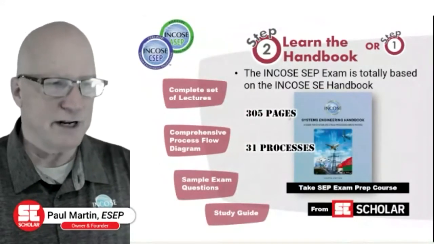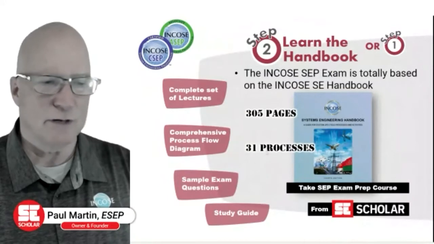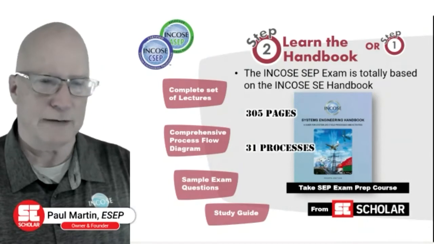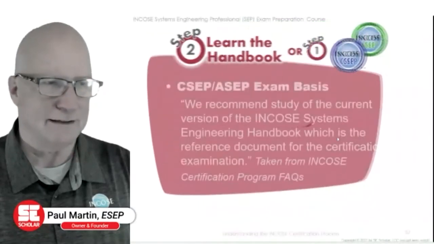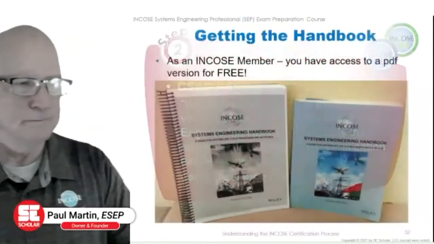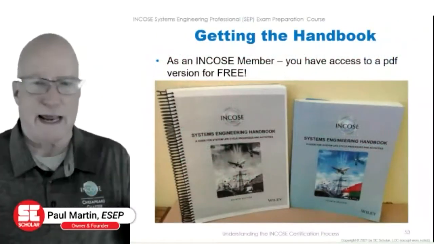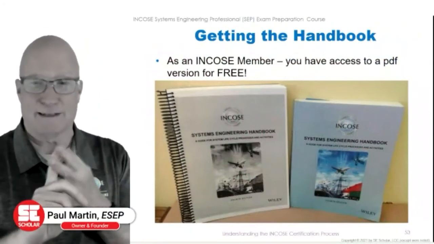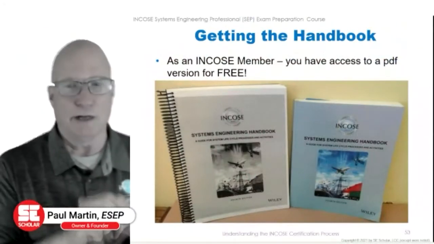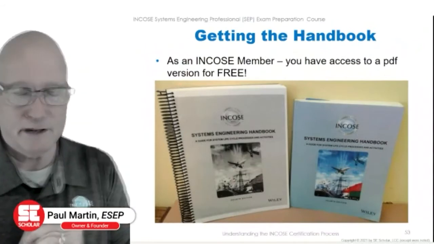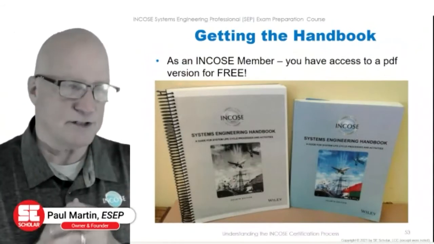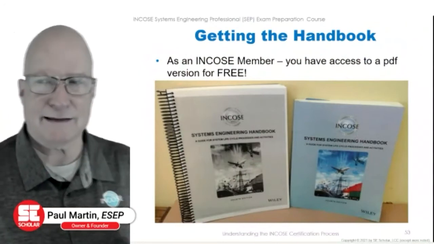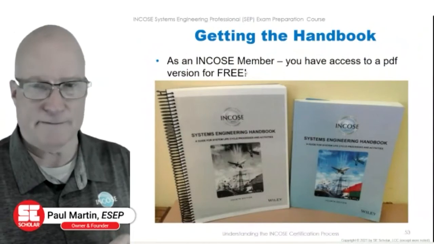Now it is 305 pages. It's 31 processes, and it's a long, dry read if you've actually tried to read it. So where do you get the handbook? Well, guess what? If you remember, if you want to be an ASEP, a CSEP, or even an ESEP, you need to be a member of INCOSE. So that's $160 you already have to spend. Spend it up front and get access to the free PDF.